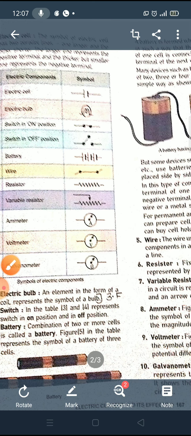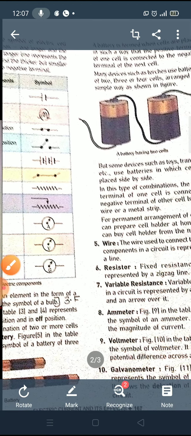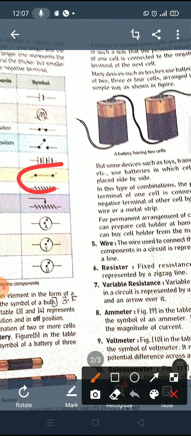Now the next symbol is the wire symbol. Wire symbol means this type of symbol: when you show one line, this is a point, this is a point, and this is a wire. So you can show the wire symbol like that.